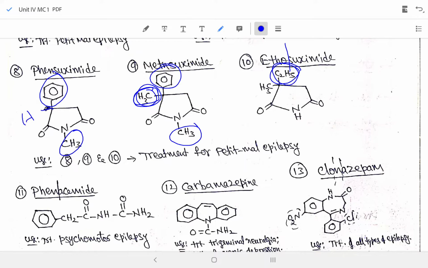And here you have to observe the difference. There is no CH3 here, and here it is CH3 as in methsuximide, but you don't have CH3 here. Instead you have hydrogen in case of phensuximide. Okay, these are a little confusing. You have to practice well with the similarities and differences with utmost attention.